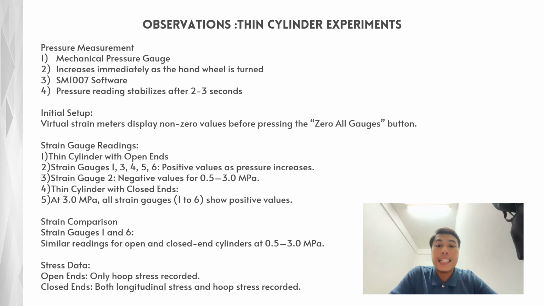We go to the next point, which is strain comparison. First, strain gauges 1 and 6 show similar readings for open and closed end cylinders at 0.5 to 3.0 megapascal. The last one is stress data. The first one is open end, where only hoop stress is recorded. The last point is closed end, where both longitudinal stress and hoop stress are recorded. That's all for me. Thank you.